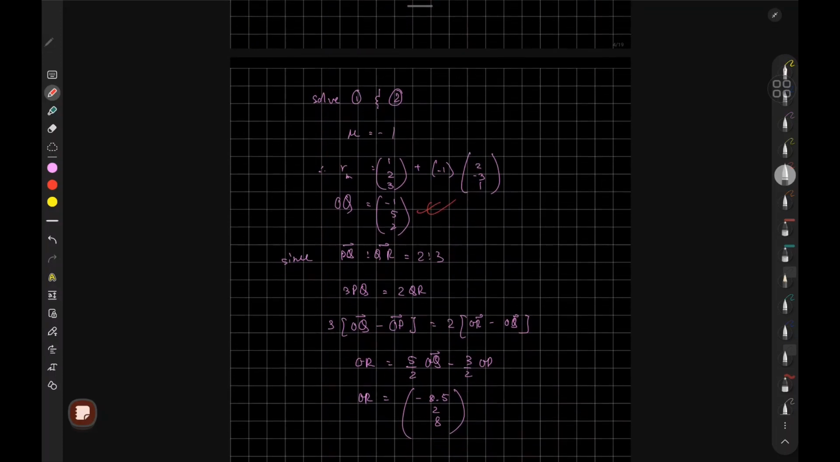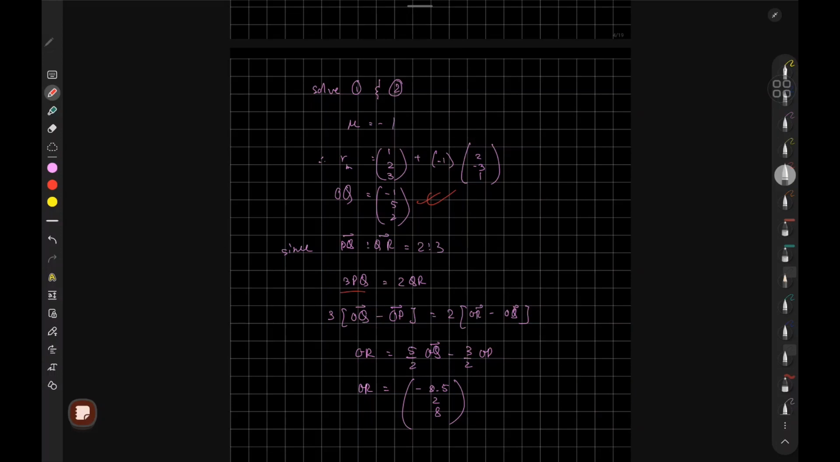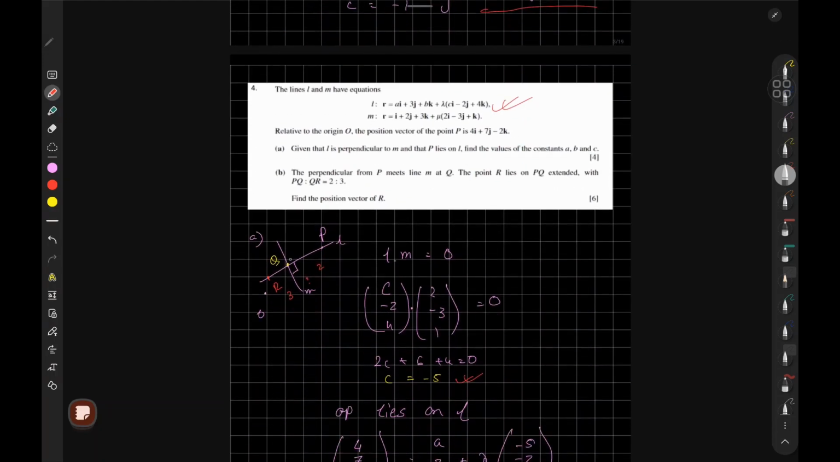They've given you a ratio, which is PQ is to QR is 2 is to 3. Let's use that ratio. We can write 3PQ if we make it the subject. Basically PQ by QR is equal to 2 by 3. Make 3PQ the subject and you have 3PQ is equal to 2QR. Great. Now you can do 3 times PQ, which you break down as OQ minus OP.